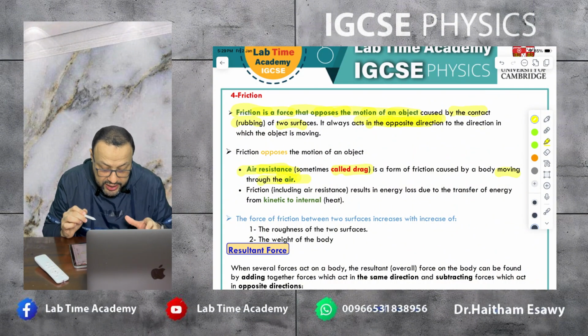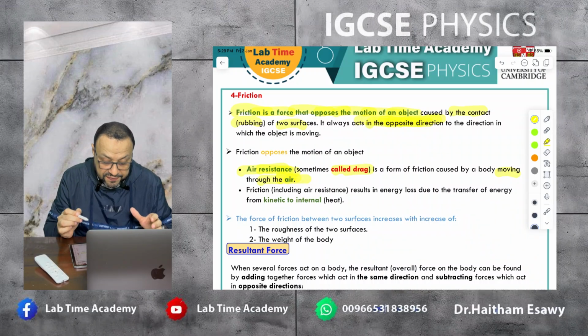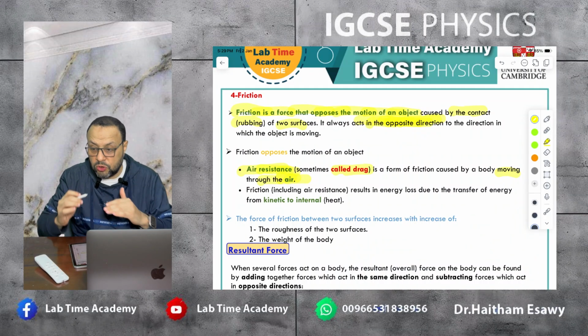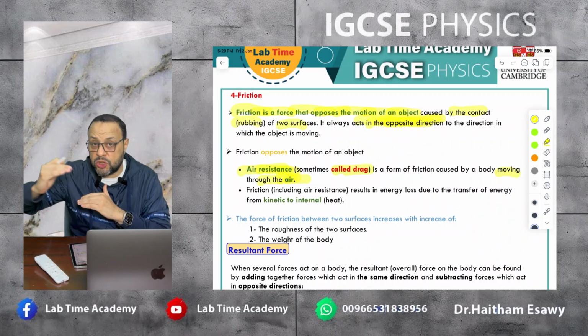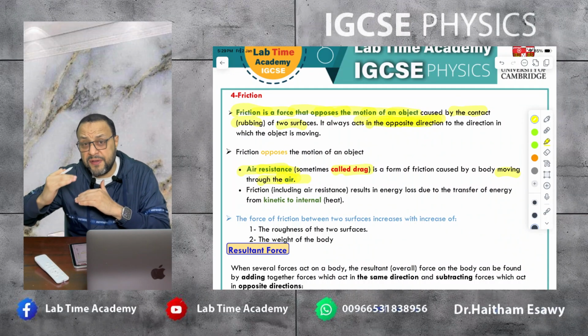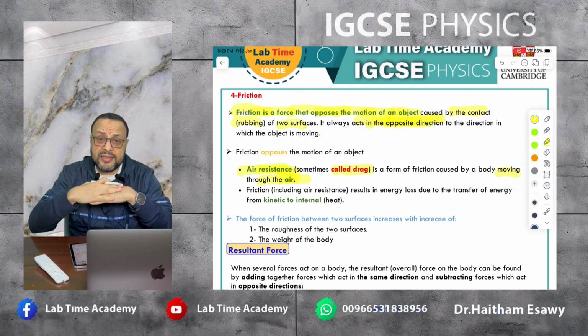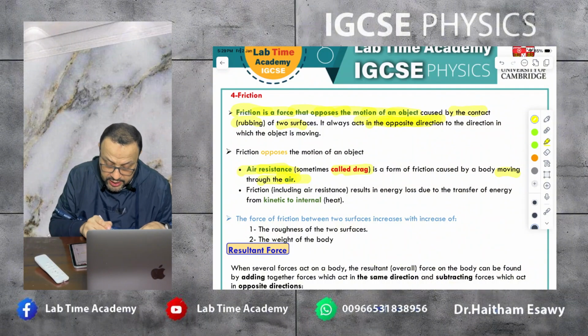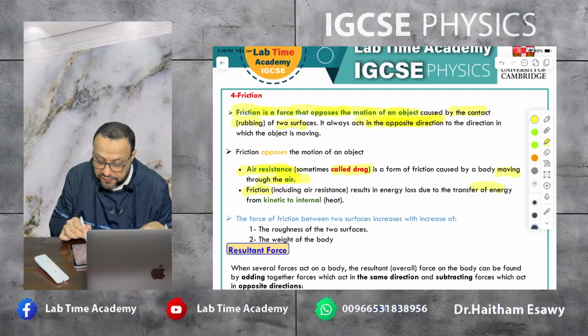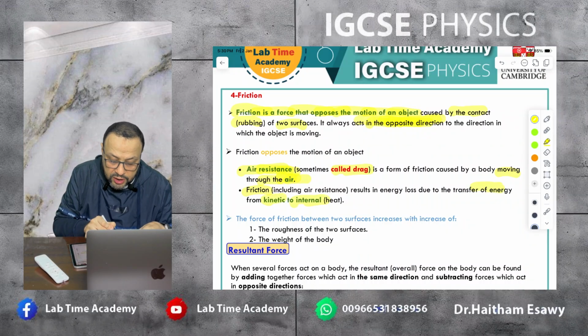And by the way, friction makes the object or the surface increase in temperature. So it has a thermal effect on the object due to the friction, because we have friction between two surfaces. This will increase the temperature. So here, the friction results in energy loss due to the transfer of energy from kinetic to internal, meaning heat.